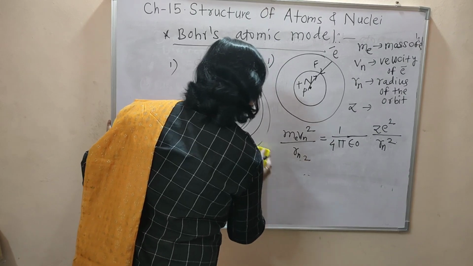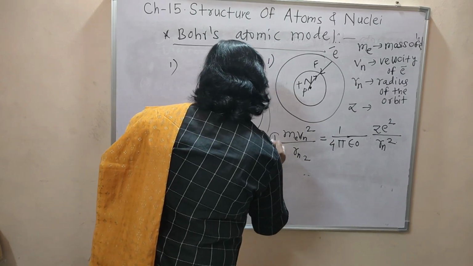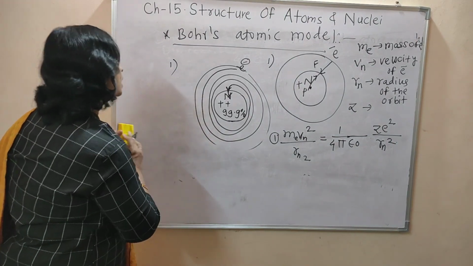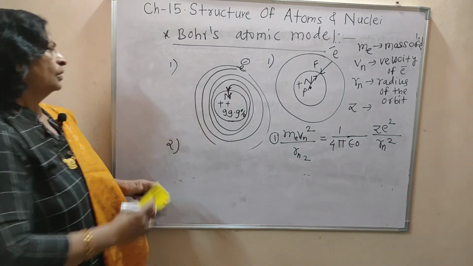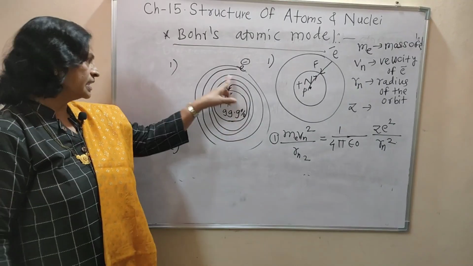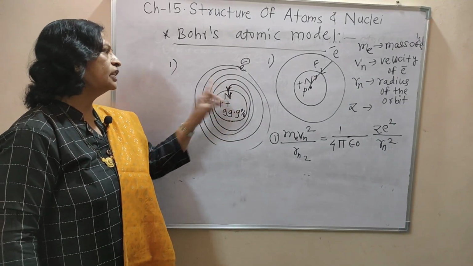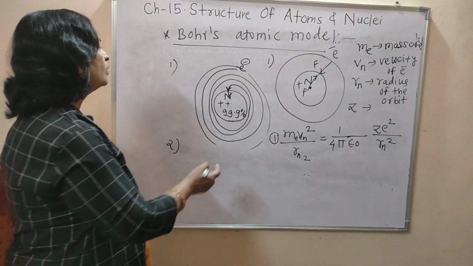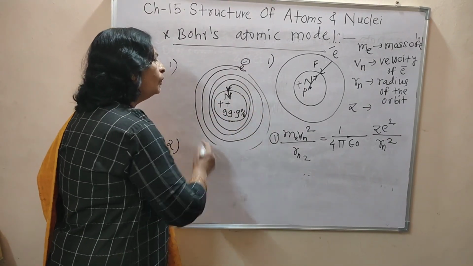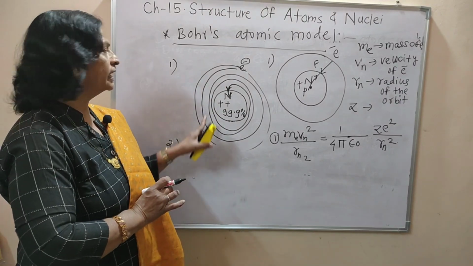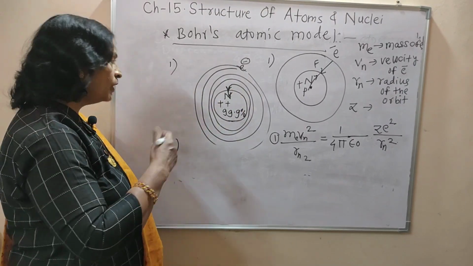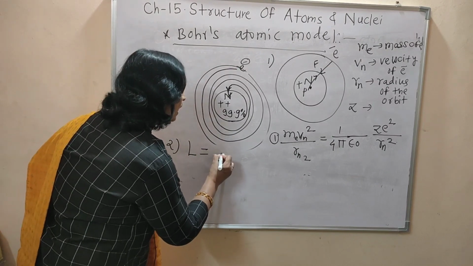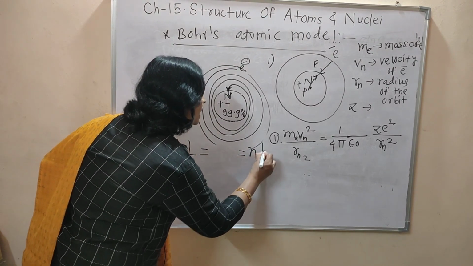This is the mathematical statement for Bohr's first postulate. Now we have to study the second postulate. To overcome this difficulty which arises in Rutherford's model, Bohr suggests that the electron can revolve only in certain fixed orbits. They are called stable orbits, for which the angular momentum is equal to an integral multiple of h by 2 pi.